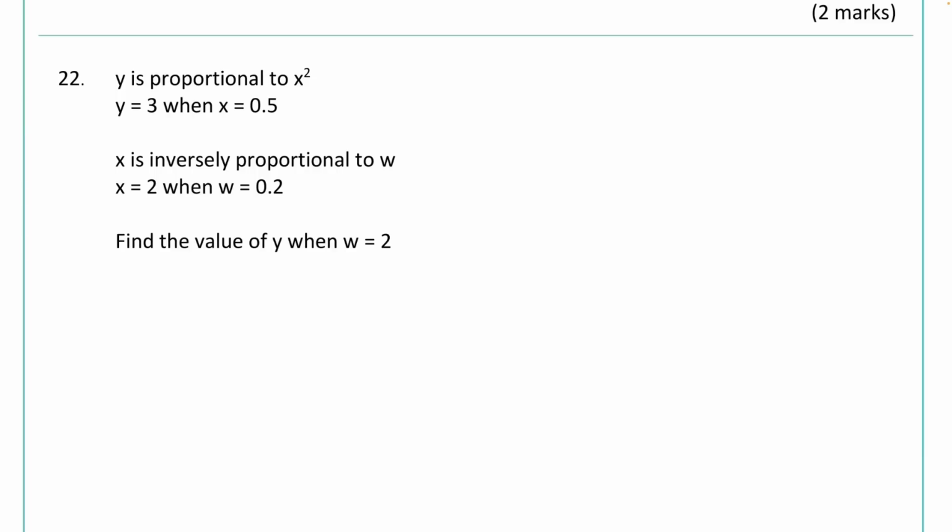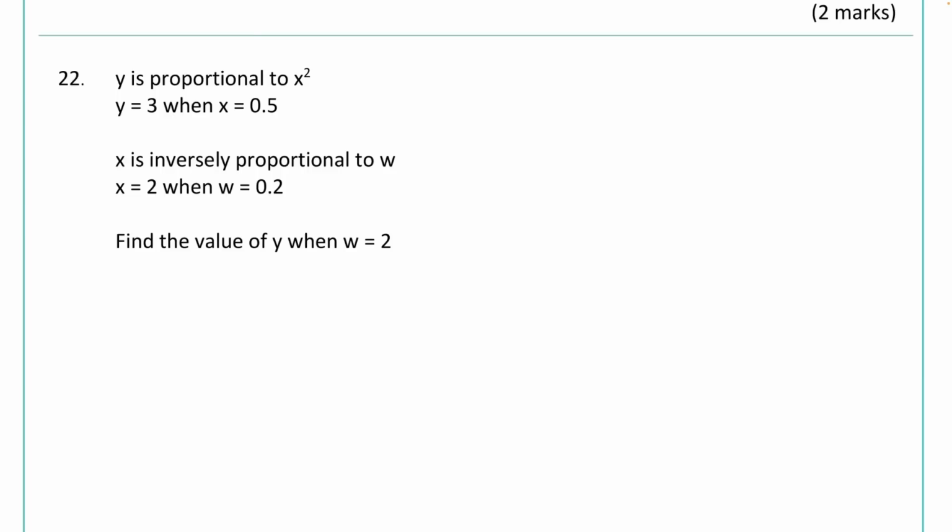So this next question is looking at direct and inverse proportion. So we're going to need to use some of our equations of proportion. So it says here y is proportional to x squared, y equals 3 when x is 0.5. Definitely going to need to use our calculator if we're using decimals like that. And x is inversely proportional to w, and x is 2 when w is 0.2. Find the value of y when w equals 2.